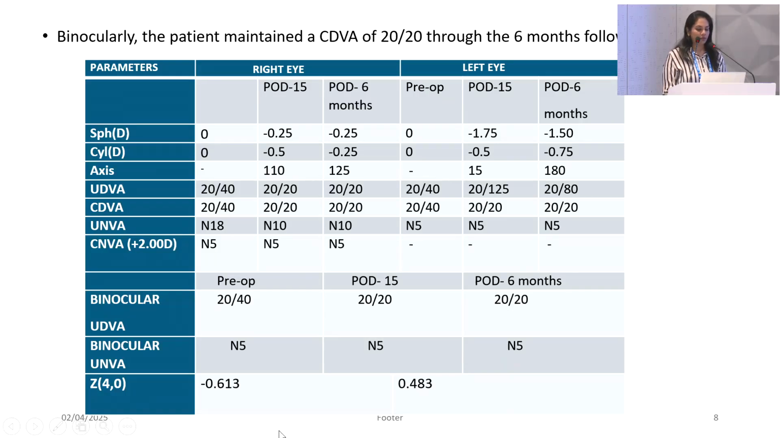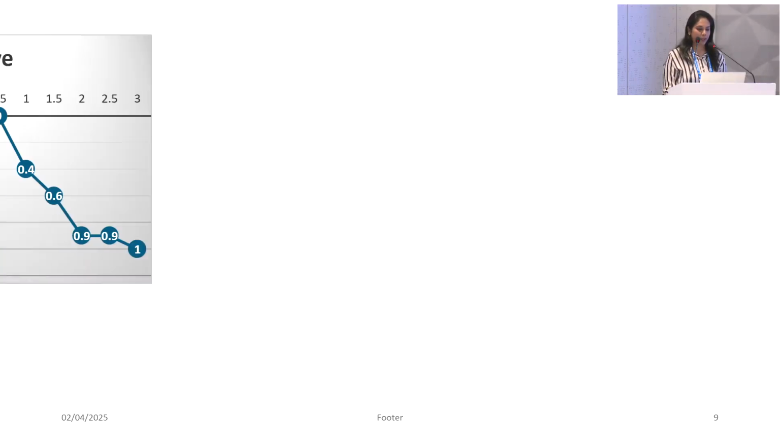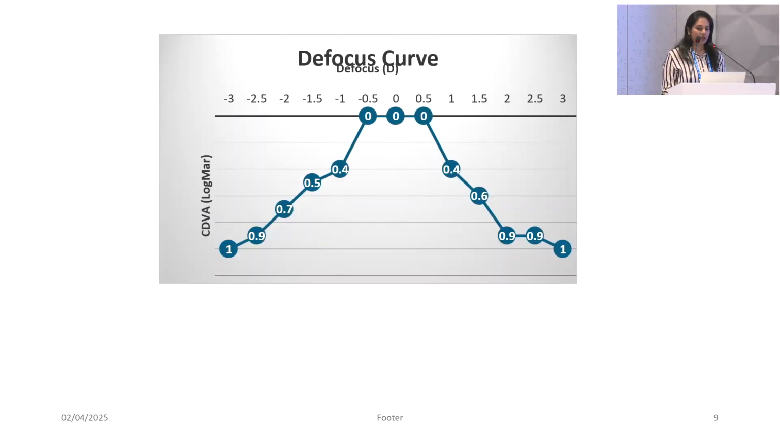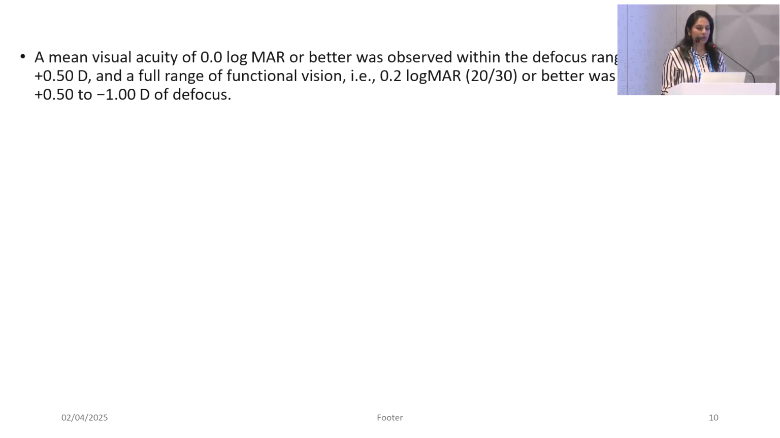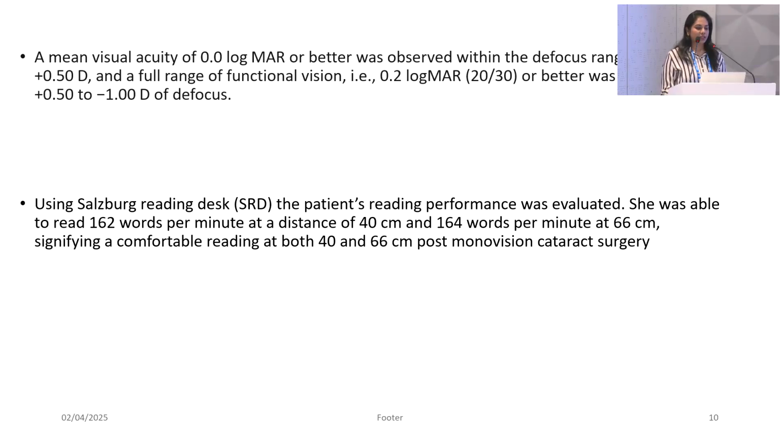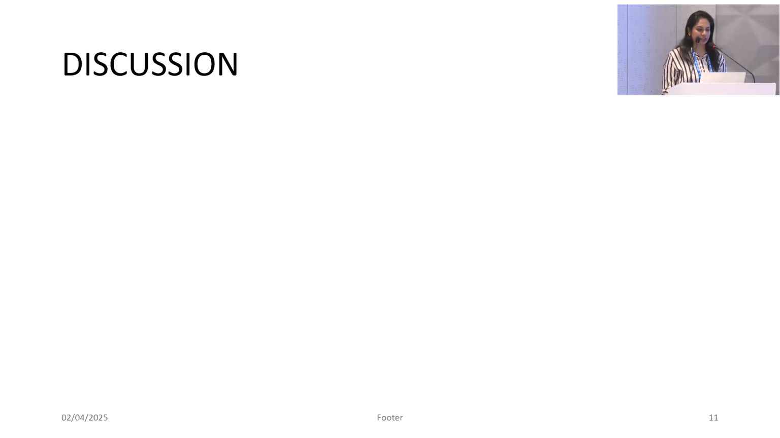Coming to the Z4 values, it was minus 0.613 in the right eye and 0.483 in the left eye. The defocus curve has shown two peaks from minus 0.5 to plus 0.5, with a visual acuity of logMAR 0.0. That means she has a very good depth of field. Using the Salzburg reading desk, she was reading 162 words per minute at 40 centimeters and 164 words per minute at 66 centimeters, showing that she is comfortable reading at 40 centimeters and 66 centimeters.